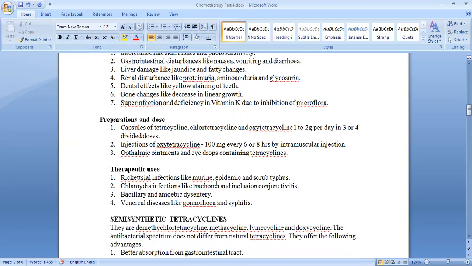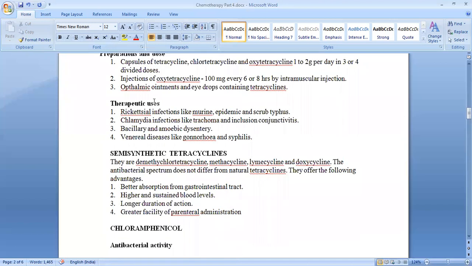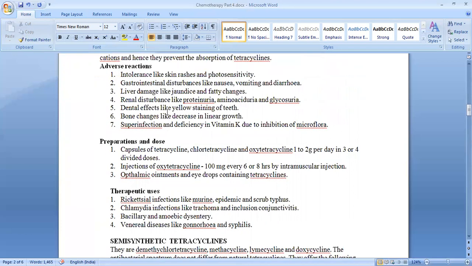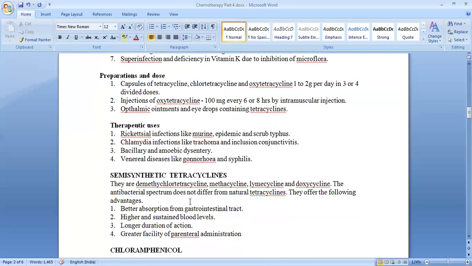It is used, or rather it was being used very often in treating rickettsial infection, chlamydia infection, bacillary and amoebic dysentery, and the sexually transmitted diseases or venereal diseases like gonorrhea and syphilis. Now, as I said, because the tetracyclines have all these adverse effects, there are better molecules which have been developed, which are called semi-synthetic tetracyclines. Their antibacterial activity is similar to that of the natural tetracycline. But the disadvantages which are there in tetracycline are not there.